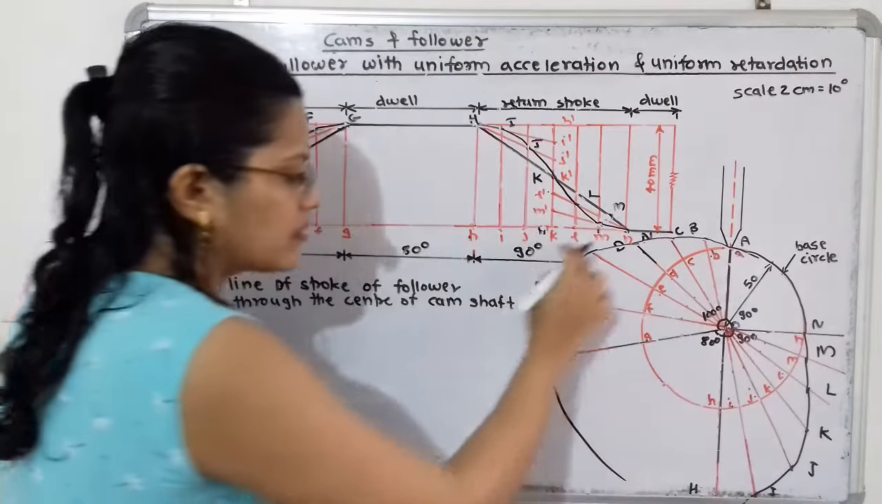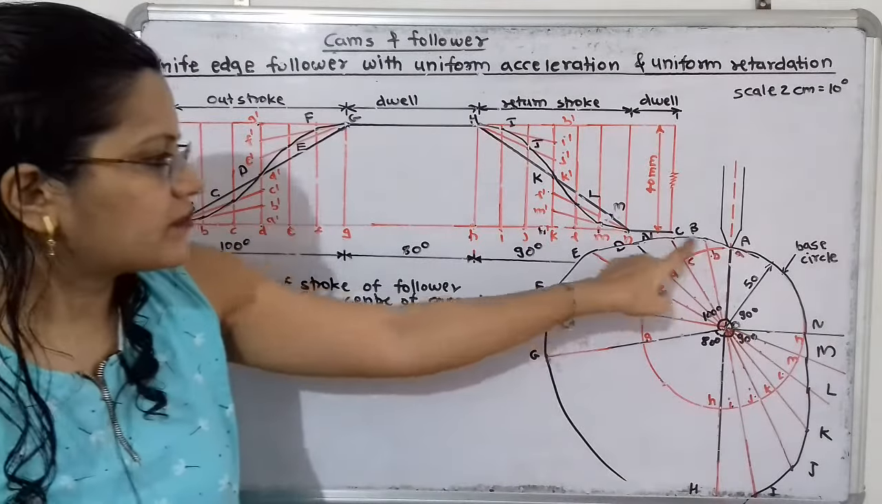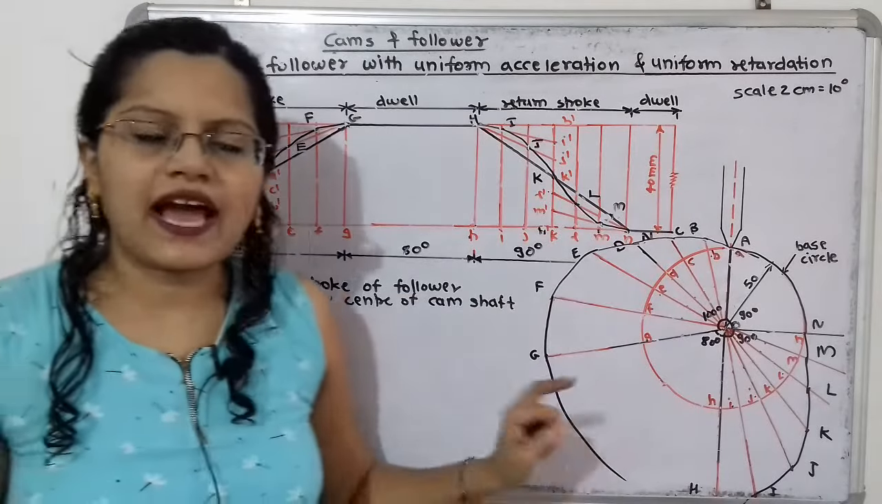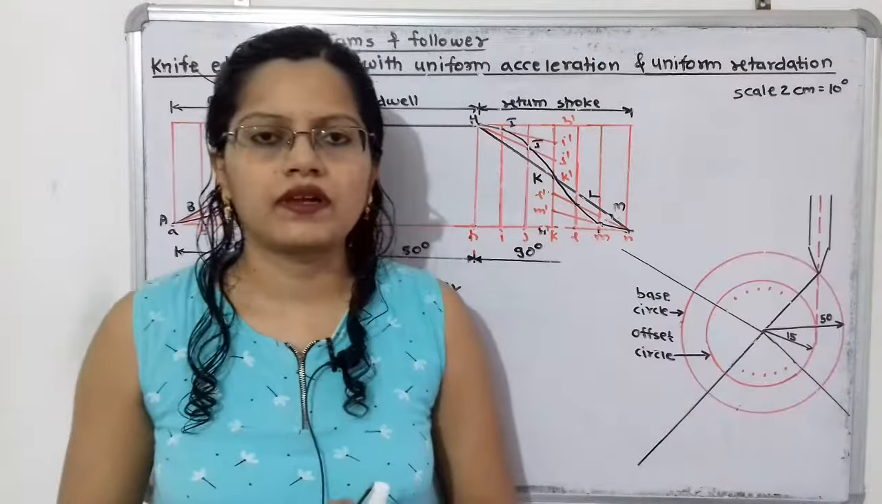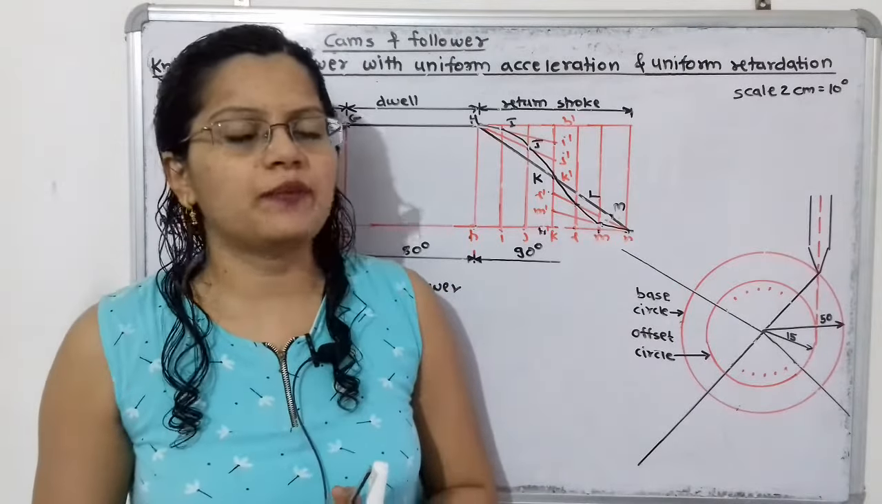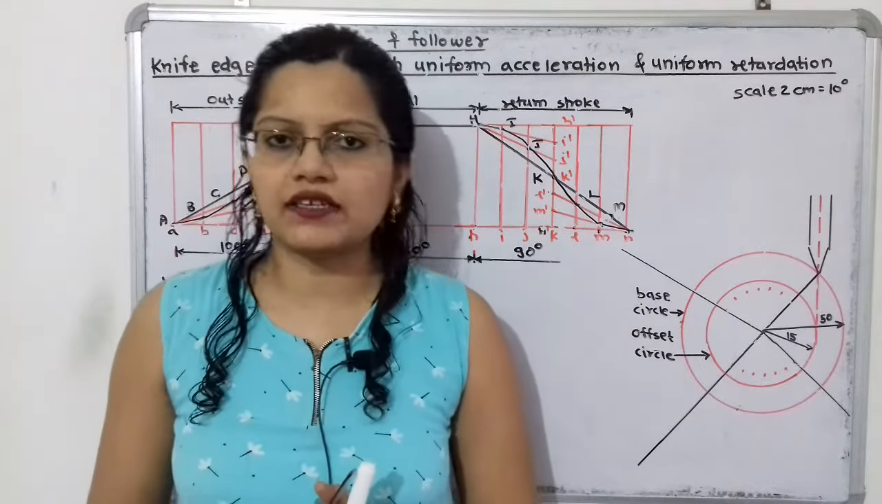So if we observe this, with the help of the black marker, I have shown the curve and it is the cam profile. Now we will move to draw the profile of the cam for the second condition.